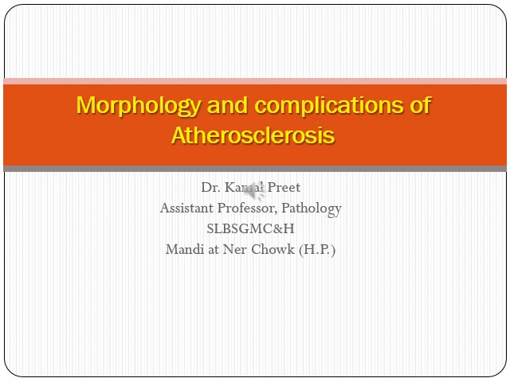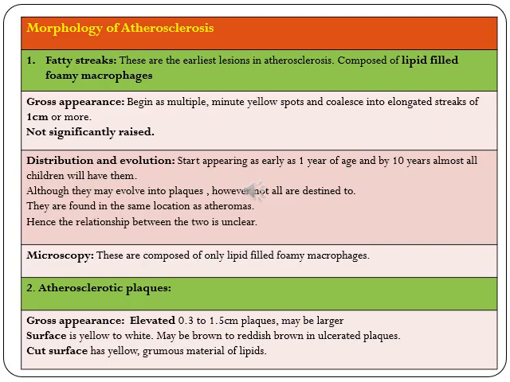So in the previous two lectures, we discussed the various risk factors of atherosclerosis as well as the pathogenesis of atherosclerosis. In this lecture, we are going to cover the morphology as well as the various complications that can arise because of atherosclerotic lesions. Starting with the morphology of atherosclerosis.